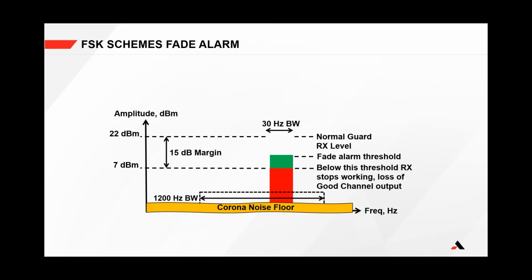If the signal continues to degrade, then the received signal will eventually be undetectable by the receiver. Once it drops below the fade margin threshold, the protection scheme will no longer operate. When it reaches this level, the system loses the good channel output.